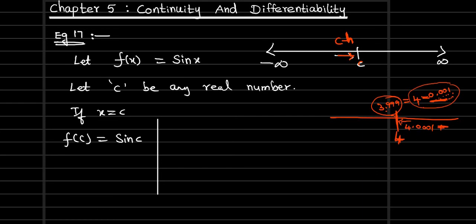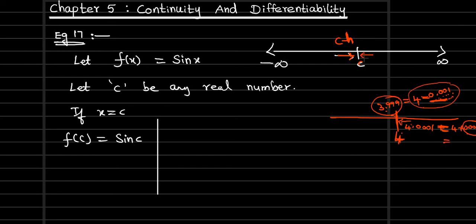So how can we write this? 4 plus 0.001, we can write it, no. So this 0.001 is a very small real number. So a very small real number is getting added to the close values of 4.